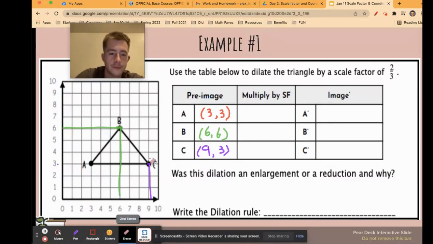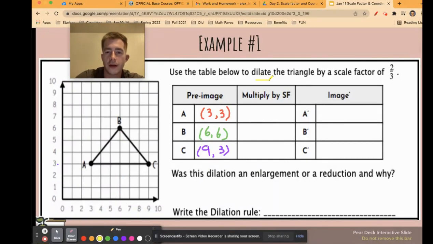Okay, here we go. Where's my eraser? There we go. Perfect. Okay. Multiply by the scale factor. Now, if we read the problem over again, use the table below to dilate the triangle by a scale factor of 2/3. Okay. So whenever I see scale factor, I know that that is going to be multiplying. So essentially what I'm doing is multiplying times 2/3 to everything. Times 2/3. All right. So I'm just writing that in here.